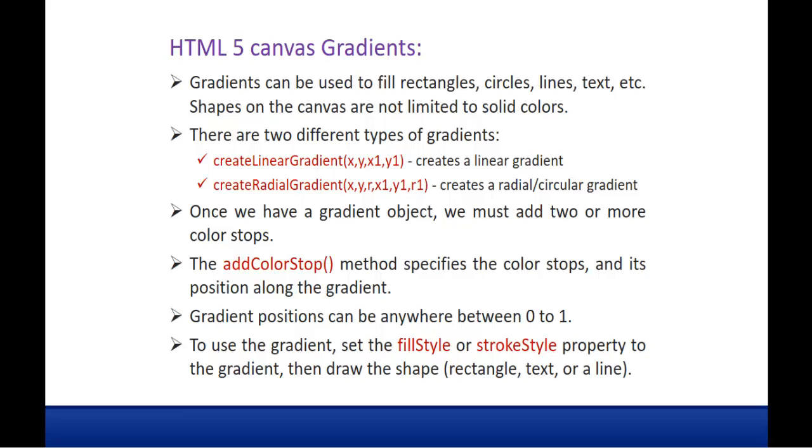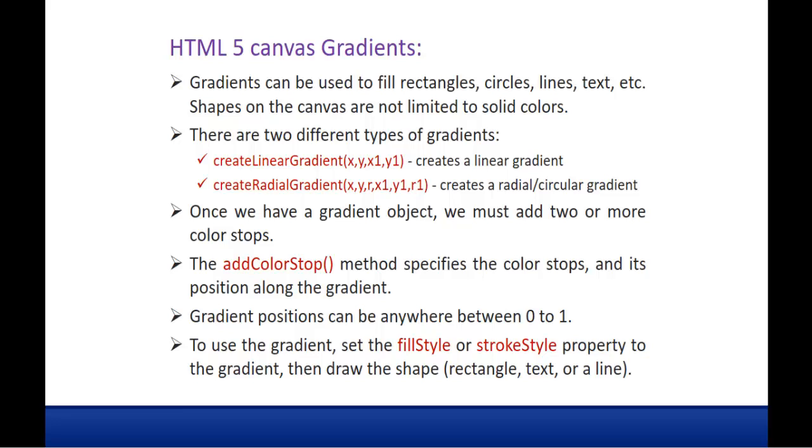And we are going to understand why the linear gradient takes 4 parameters and the radial gradient takes 6 parameters when we code in Visual Studio. Keep in mind, once we have a gradient object, we must add 2 or more color stops. The addColorStop method specifies the color stops and their position along the gradient. Gradient positions can be anywhere between 0 and 1, so you can set the gradient position by setting a value between 0 and 1.